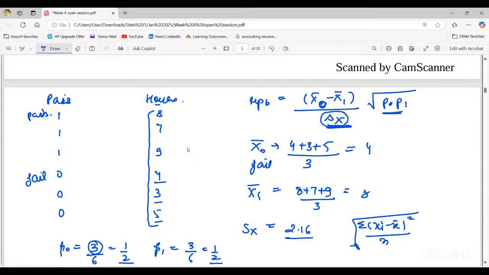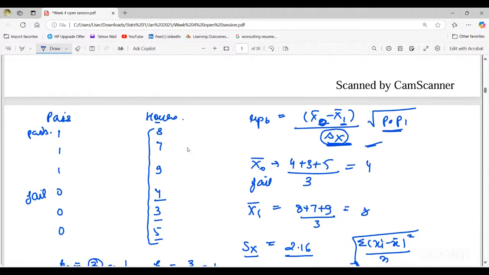Everybody got it? Yes, ma'am. I don't have to put the value, right? It's just a general example. So you got to know how to calculate it. First, differentiate which values are zeros and which are ones. Then calculate the mean for each of the categories. Then calculate the standard deviation, calculate the proportion, and put all these values in this formula. Got it? Yes, ma'am.